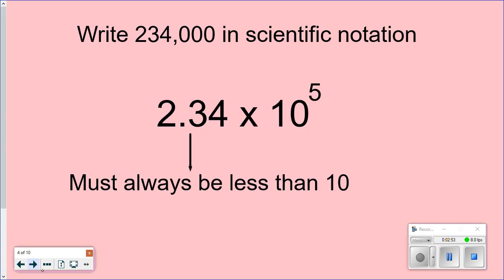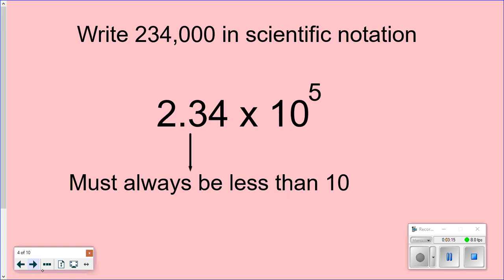Okay, so what is scientific notation? Here's me writing scientific notation with a really large number. Technically you can write any number in scientific notation. For the most part, we do this for big numbers, but in this case, we're going to write 234,000 in scientific notation.